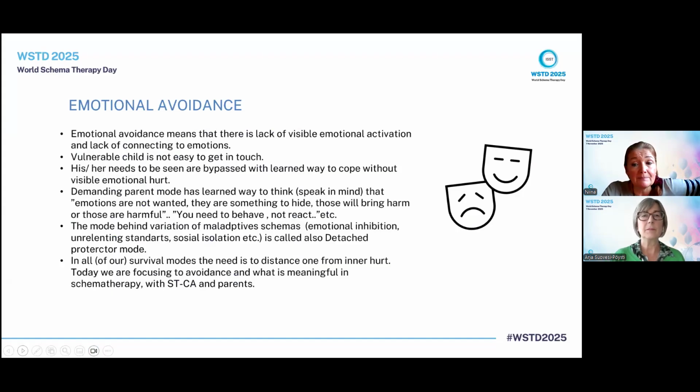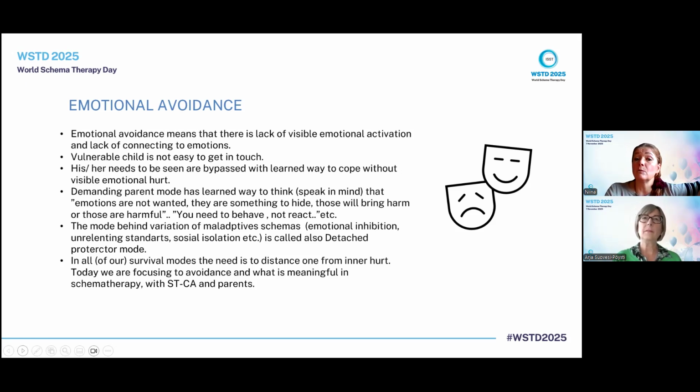Emotional avoidance. It means that there is a lack of visible emotion activation with our clients and a lack of connection to emotions. And that's the theme today. With our clients, the child's vulnerable child mode is not easy to get in touch with. His or her needs to be seen are bypassed with a learned way to cope without visible emotional hurt.